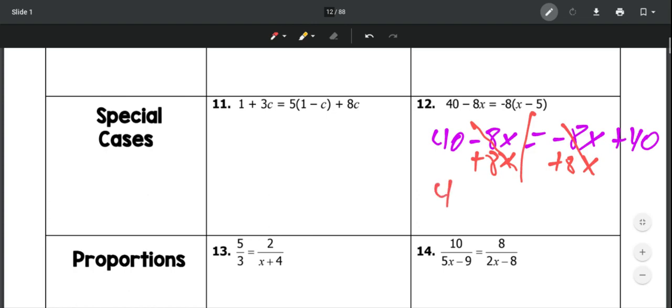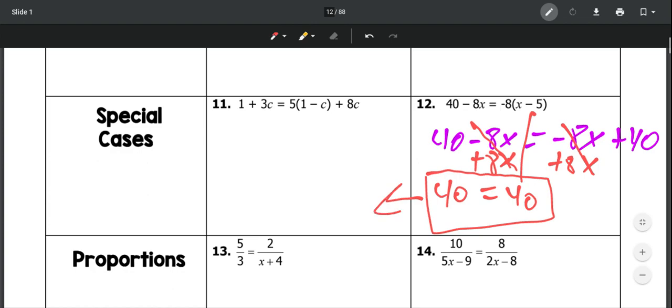So now we're left with 40 equals 40. Now, the universe I live in, 40 equals 40. 40 is the same thing as 40. So when that happens, your answer is going to be all real numbers. And that's how you'd write it. The little crazy R, or you can just put R, and you're going to say all real numbers. And that would be your answer.